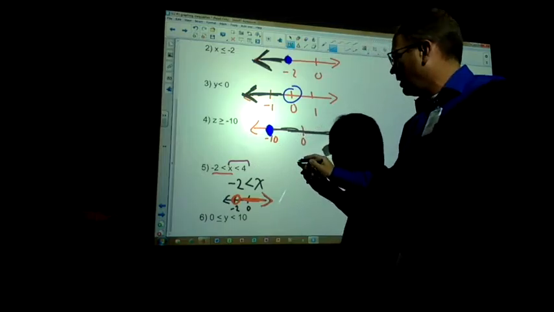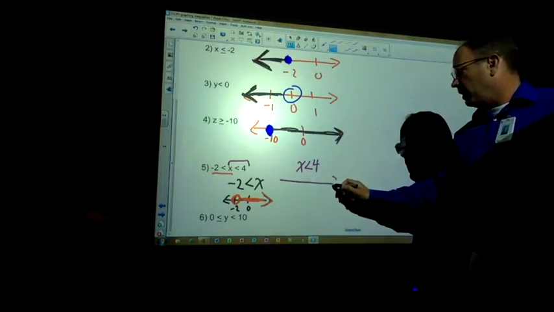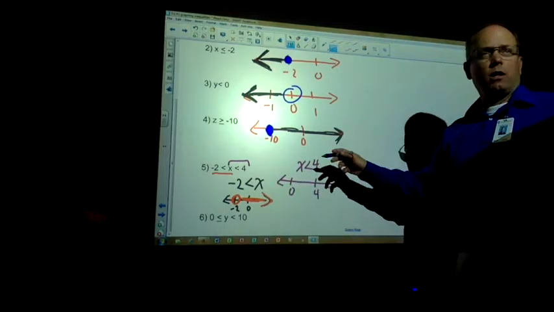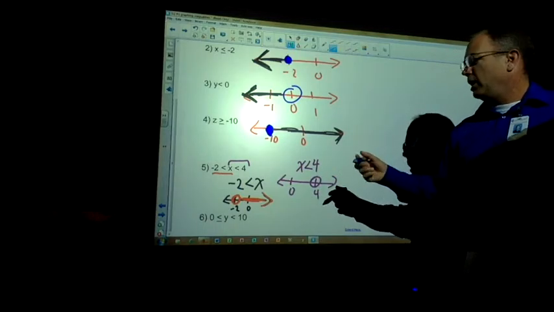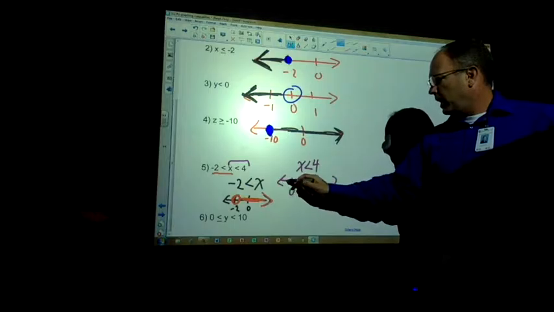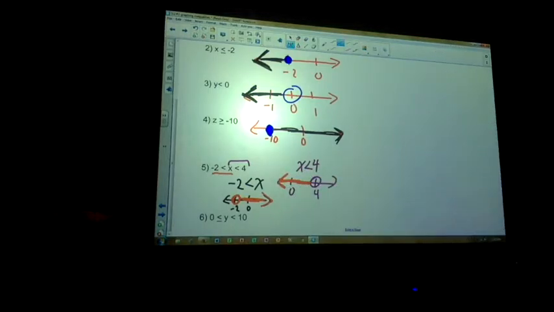So then let's take a look at this part. And this part is x is less than 4. So if I were to put this on a number line, is it an open or closed dot? Open dot, we're not including the 4. And am I shading to the left or to the right? To the left. Okay? So now let's think about this. If we put the 2 graphs together, would the -2 to the right and the 4 to the left eventually cross over each other? Yes. Okay?